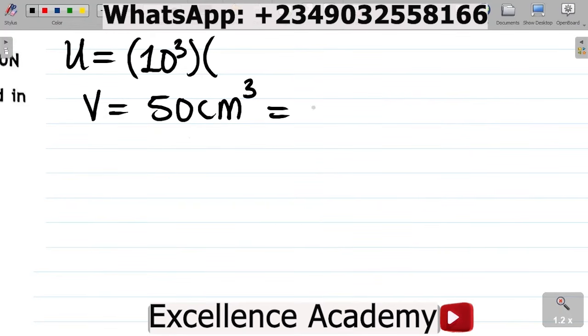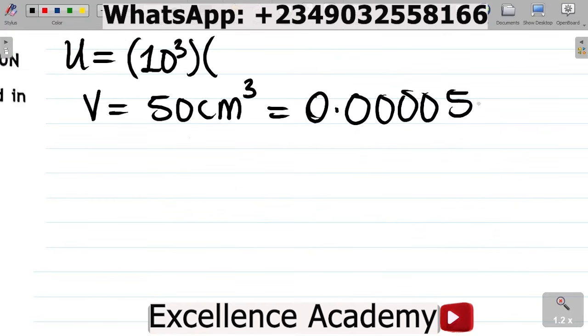To divide this by 1 million, you have 0.12345 meter cube, all right? You can also Google this. This is the correct answer. So I was trying to show you how they get this, just in case you have to do your own conversion.